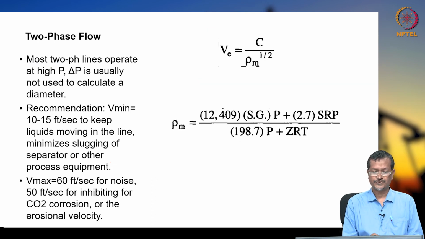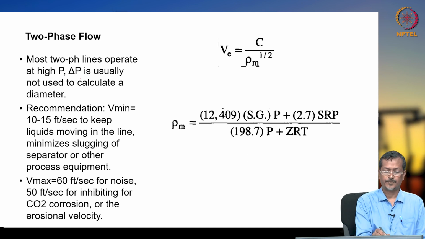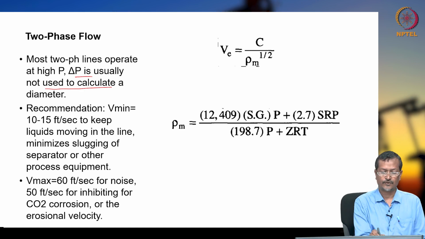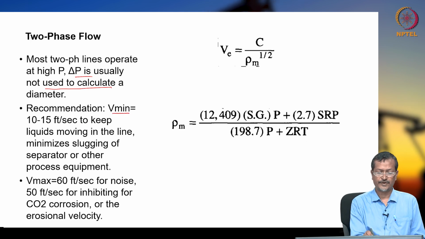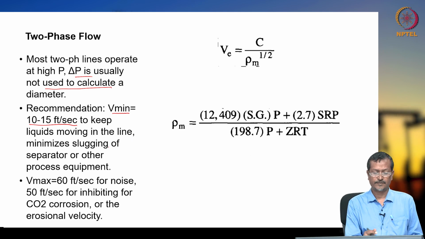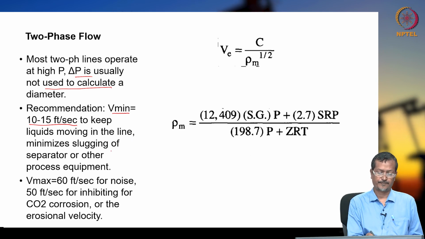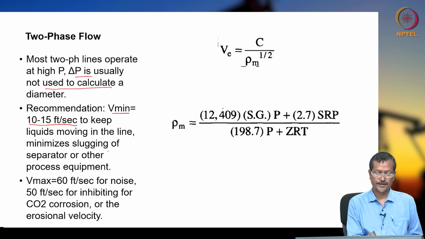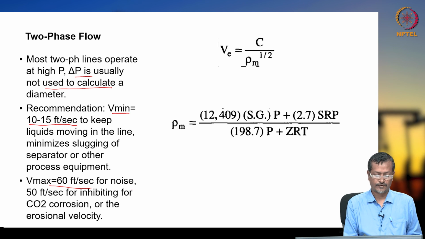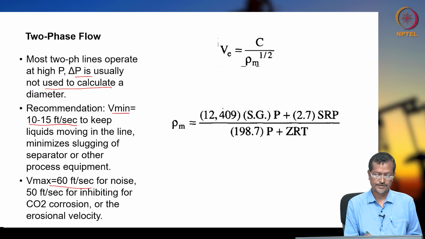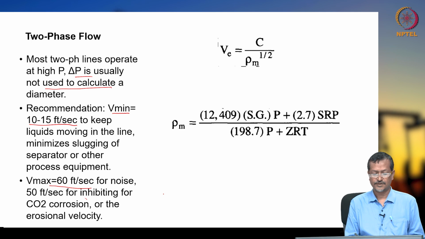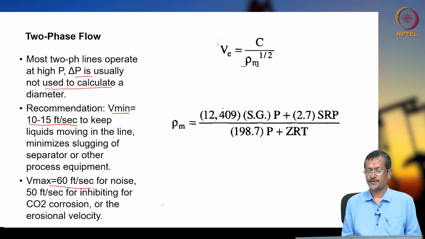Two-phase flow. Most two-phase lines operate at high pressure, and pressure drop is usually not used to calculate a diameter. Recommendation: minimum velocity will be 10 to 15 meters per second to keep liquid moving in the line and minimize slugging. If liquid is deposited, there will be a problem, such as slugging of the separator and other process equipment. Maximum velocity should be 60 feet per second for reduction of noise, 50 feet per second for inhibiting CO2 corrosion and other erosional velocities. So, 50 to 60 maximum velocity can be kept.